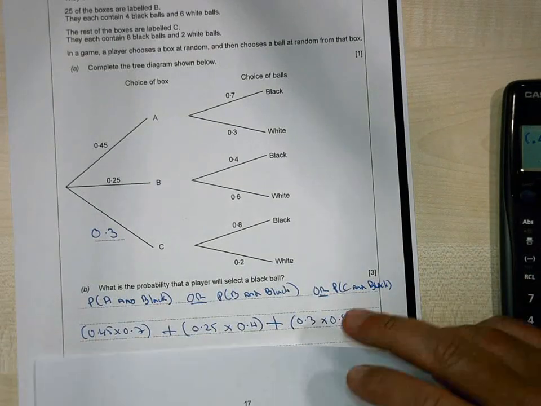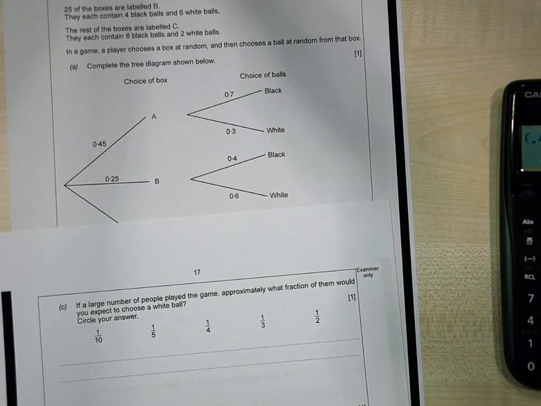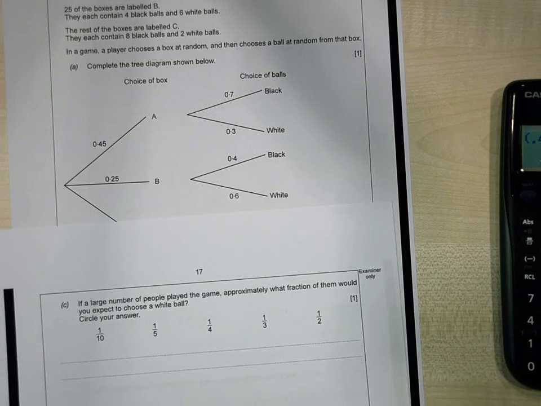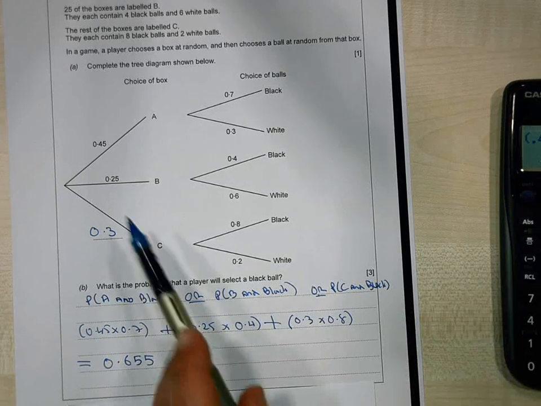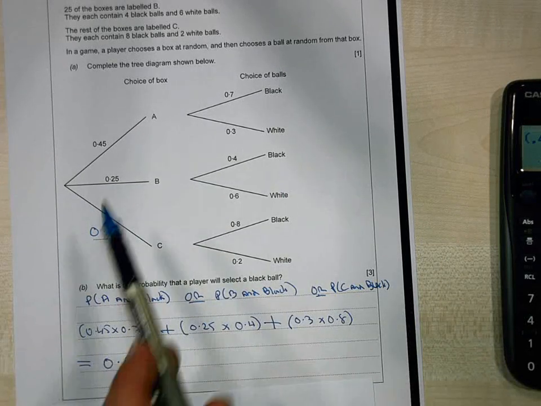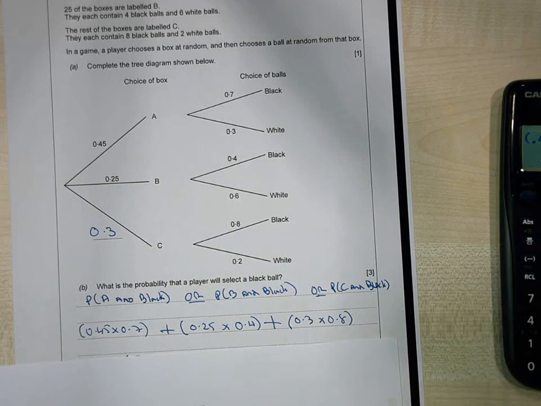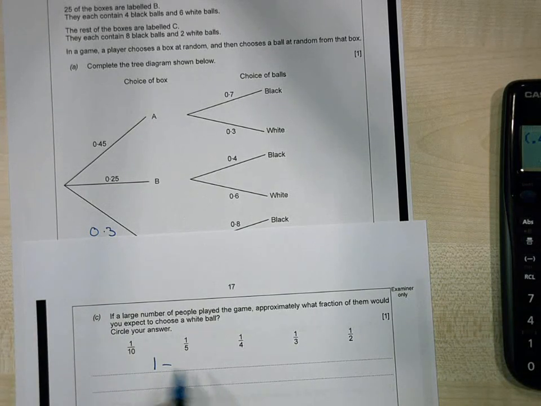Yes. If a large number of people play the game, approximately what fraction of them would you expect to choose a white ball? Now, one way of doing this would be to work it all out again, except going A and white, B and white. But you don't have to do that, because the total probability adds up to 1. And you're either going to have a black or a white. So all you actually need to do here is 1 take away your 0.655.